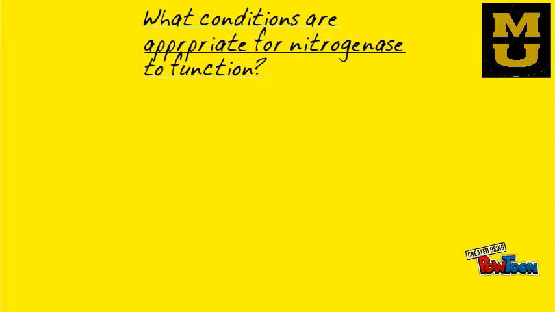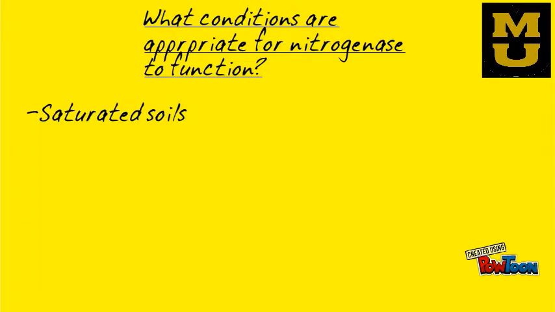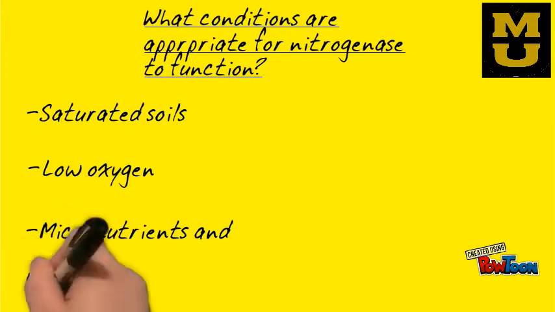What conditions are appropriate for nitrogenase to function? First, the soils must be saturated. Secondly, there should be little to no oxygen in the soil. And thirdly, micro and macronutrients must be present.